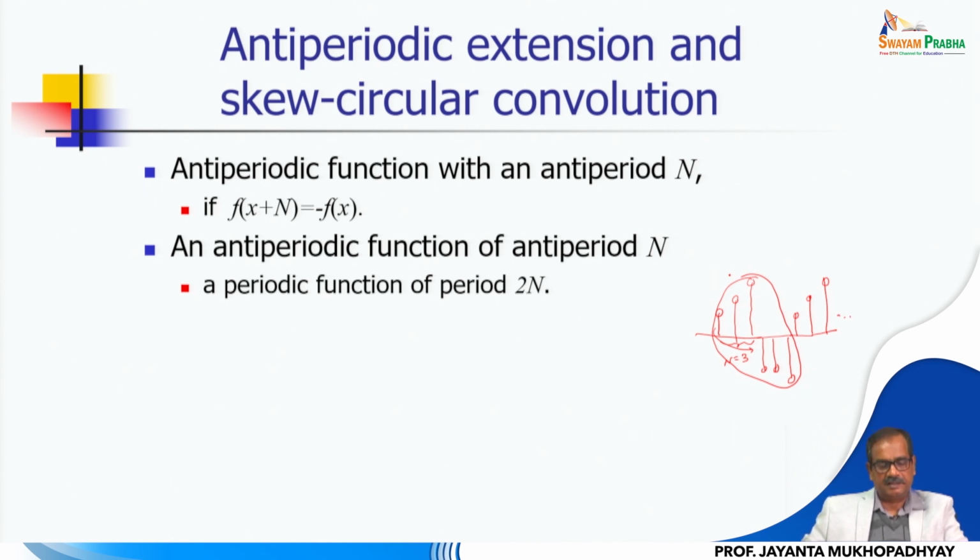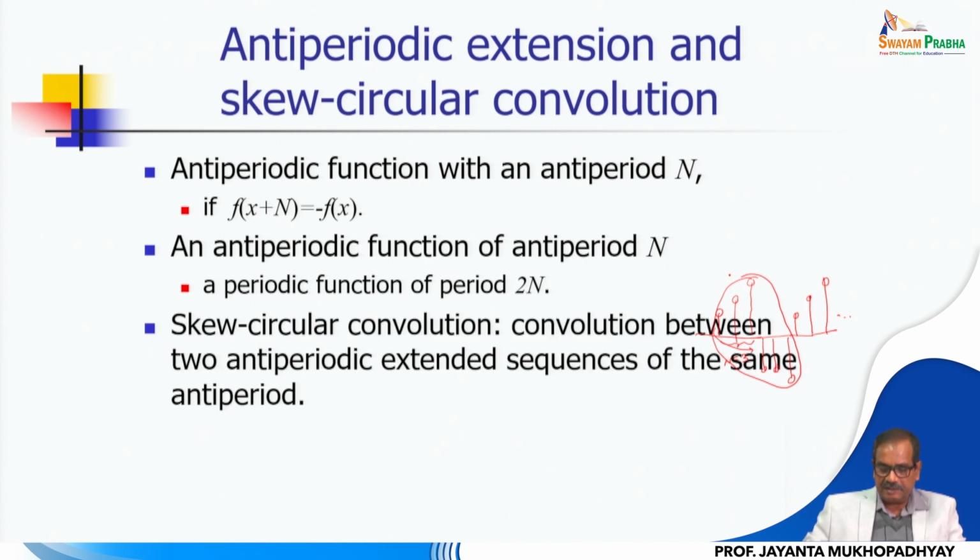So as I mentioned, it is a periodic function of period twice n, and for the antiperiodic signal, the convolution we can apply, I mean the linear convolution, if I extend it to antiperiodic signals, then that convolution can be expressed in the form of skew circular convolution, because here also it is sufficient to compute only the functional values corresponding to one antiperiod, only those n samples, because the rest of the points of the sequence are well defined.